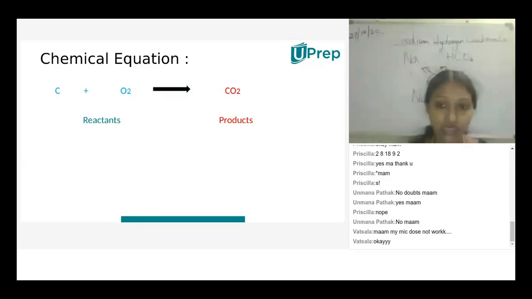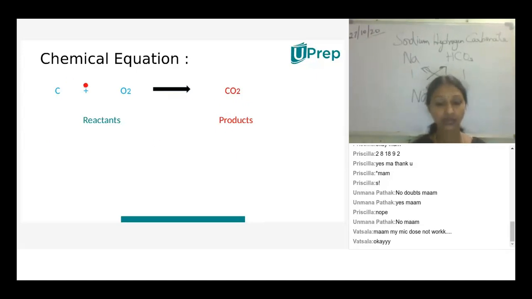So, how to represent the chemical equation: when we write chemical equations, the left side always represents the reactants and the right side always represents the products. So here, carbon plus O2 gives rise to CO2. Once the product is formed, it can't be reversed into reactants. That we know very well.